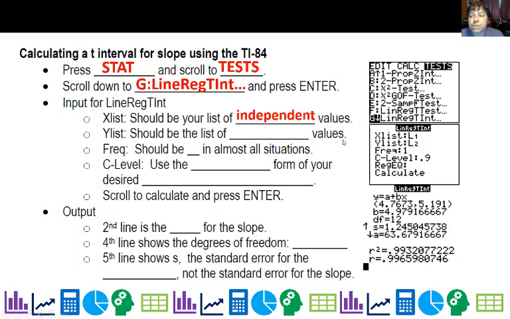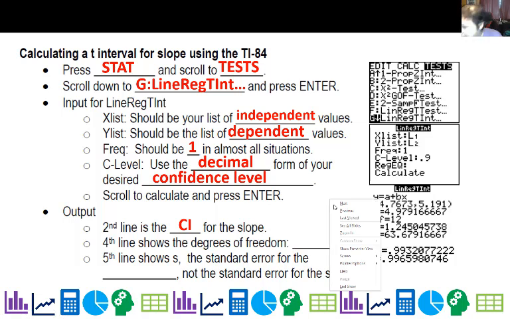Your X list should be your list of independent values. Your Y list should be your dependent values. Frequency should be 1 in almost all situations. Confidence level, make sure you use the desired form of your confidence level, and then you scroll to calculate and press enter. Now your output, the second line shows the confidence interval for the slope. There it is right there. In fact, let me go ahead and highlight it. Right there is your confidence interval for the slope.